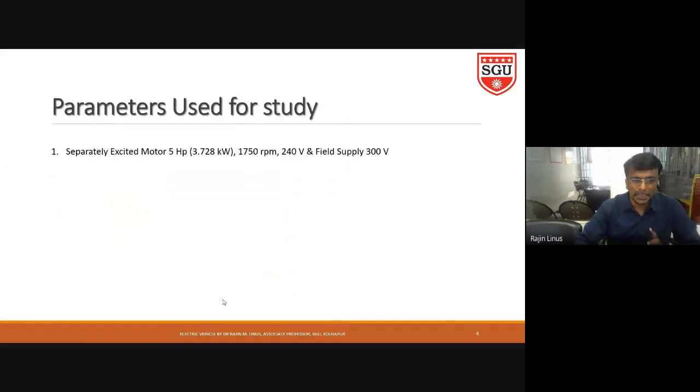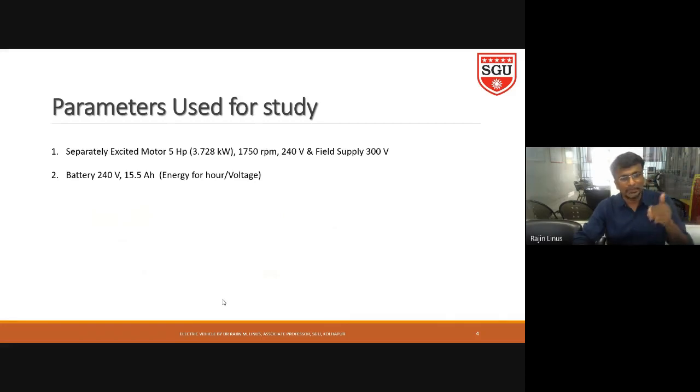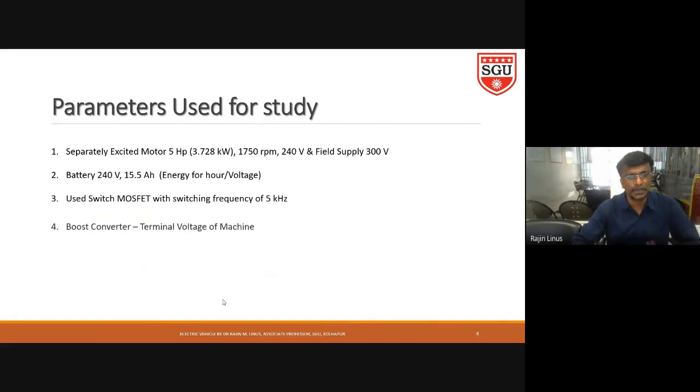The parameters I have used: a separately excited motor, 5 HP. Same parameters I have used for the buck converter control: 5 HP, 1750 RPM, 240 volt, field supply 300 volt, then battery 240 volt, 15.5 ampere hour. I have explained in the last class how I have chosen this battery and the ampere hour. Then, MOSFET only I have used, switching frequency 5 kilohertz.